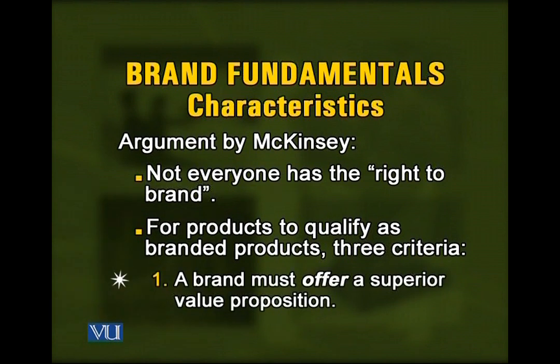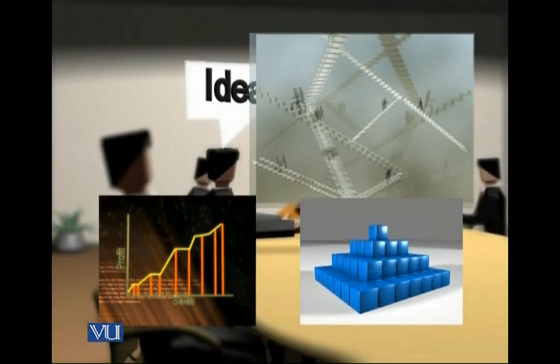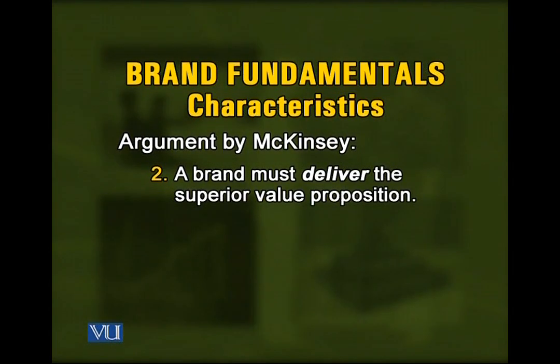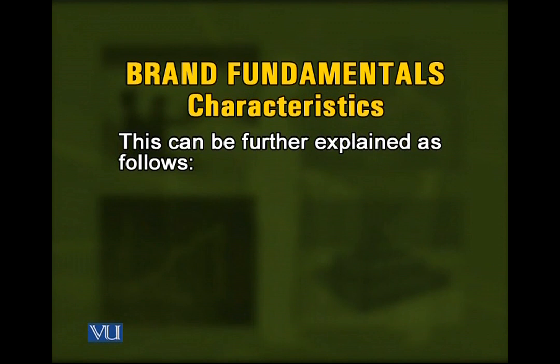Number 1 is that a brand must offer a superior value proposition. We have been talking about superior value proposition, and we shall keep talking about this all along the course. This is one of the common denominators you will find as we go along the course. Second criterion is that a brand must deliver that superior value proposition. First, it should be able to offer, and second, it must be able to deliver that. And third criterion is that a brand must maintain a relationship with its customers. This can be further explained.